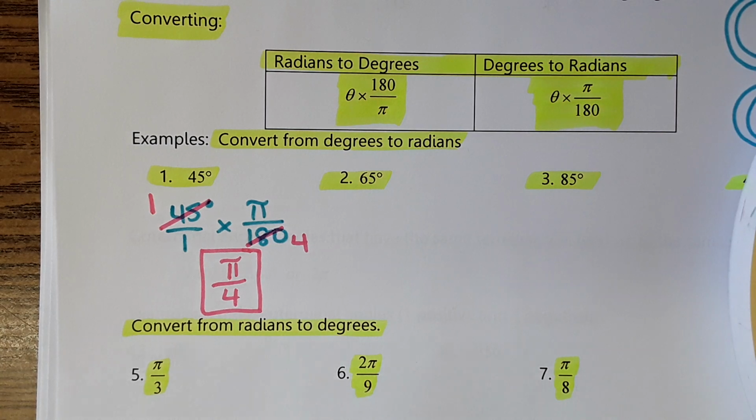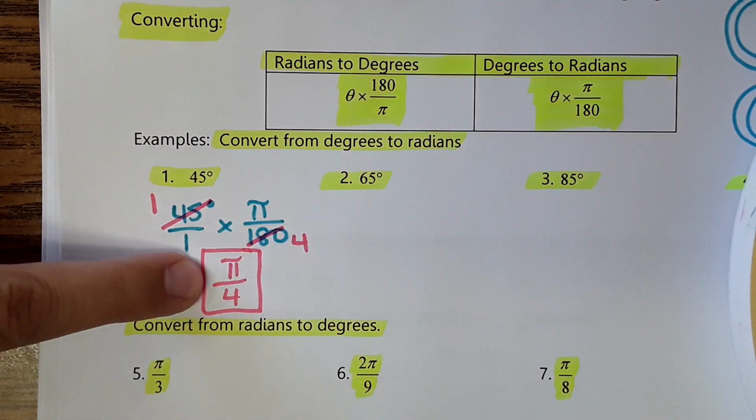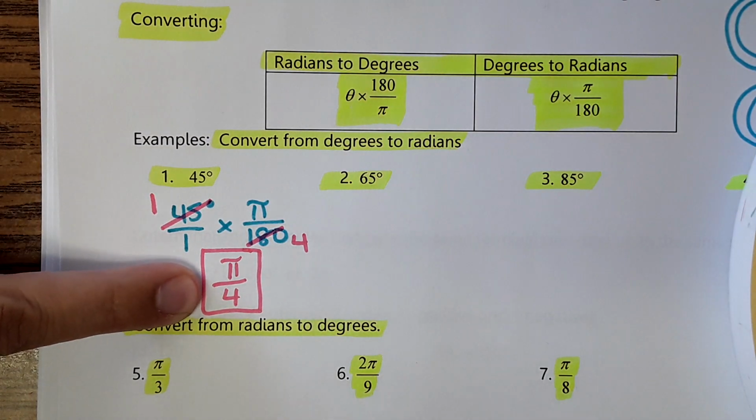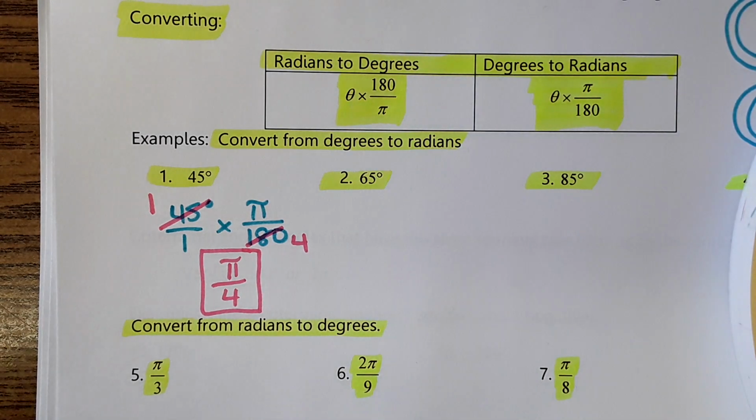If you were to plug this into a calculator, you'd get a decimal, but the answer choices are actually going to look like this. So it's important that you're just simplifying to find the answer.